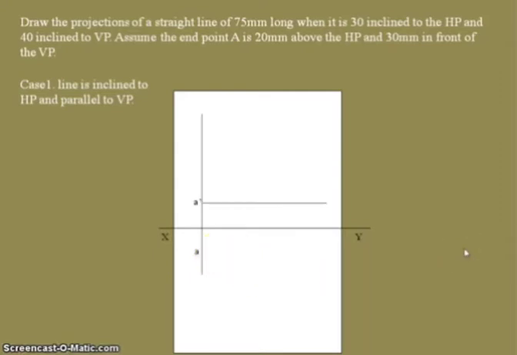Now I am taking the reference horizontal line for representing the inclination, that is 30 degrees to the horizontal plane. Inclined to the horizontal plane means it is automatically inclined to the XY reference line. If endpoint A is on the XY reference line or on the horizontal plane, we would start the inclination from the XY reference line. But here the endpoint A is given at a distance above the horizontal plane.